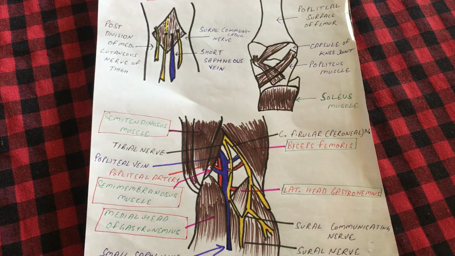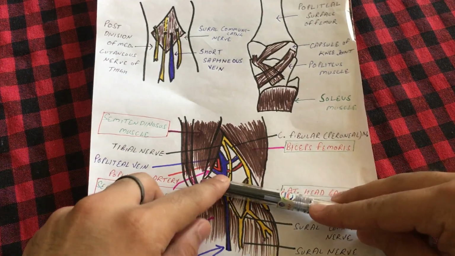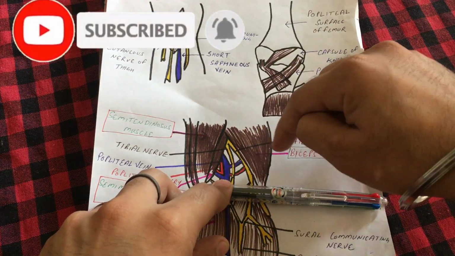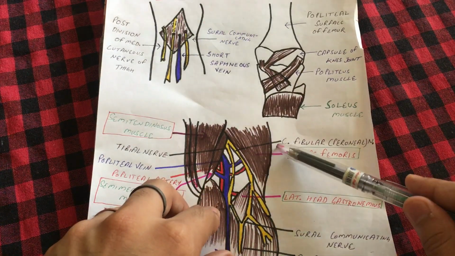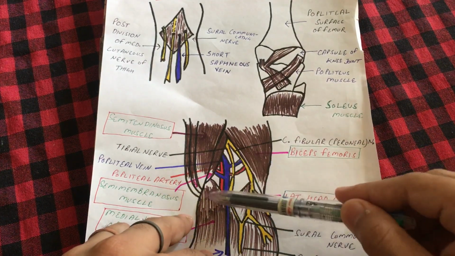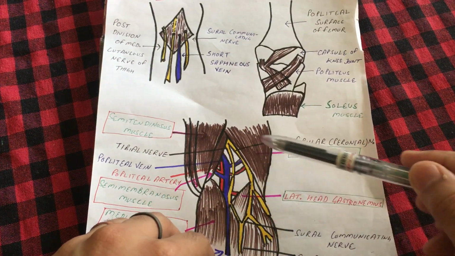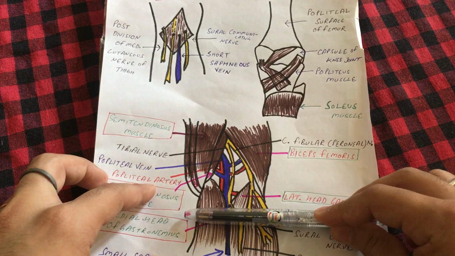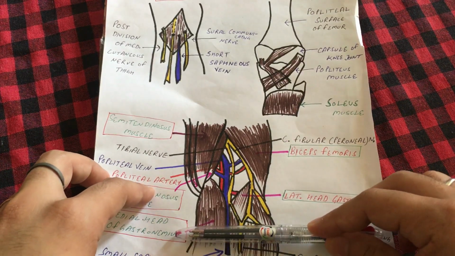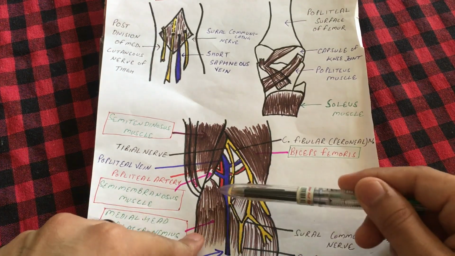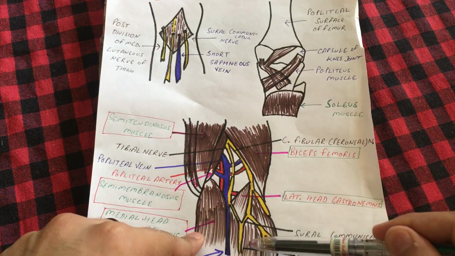Now coming to the contents. The contents of the popliteal fossa, at the level above the knee, from laterally to medially, are the common peroneal nerve, then the tibial nerve, popliteal vein and the popliteal artery. Below the level of the knee joint, the contents are, from medially to laterally, the tibial nerve, popliteal vein and the popliteal artery.